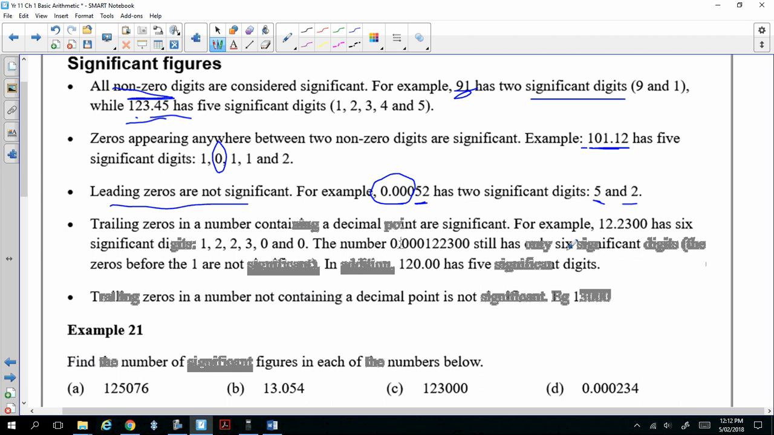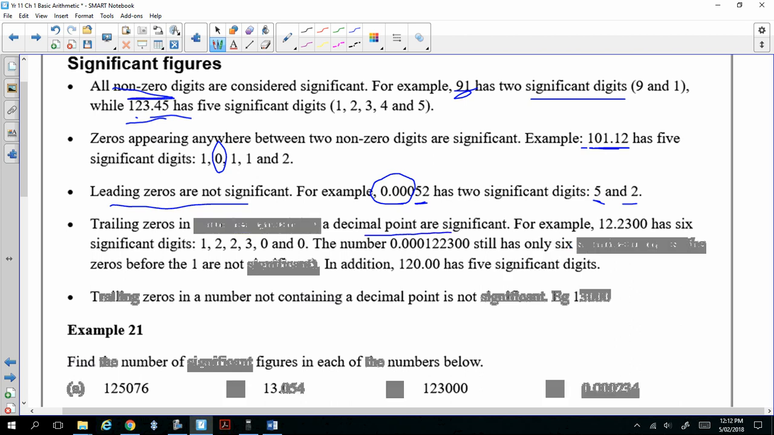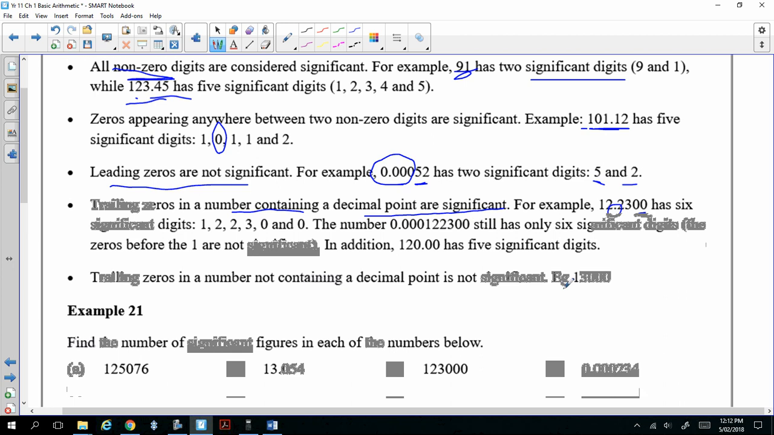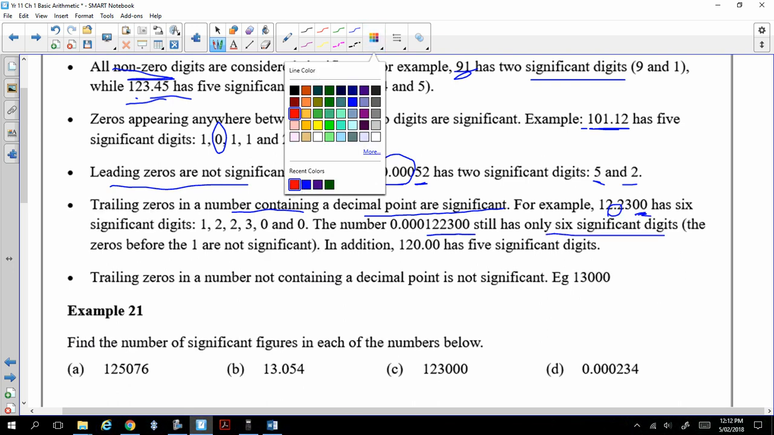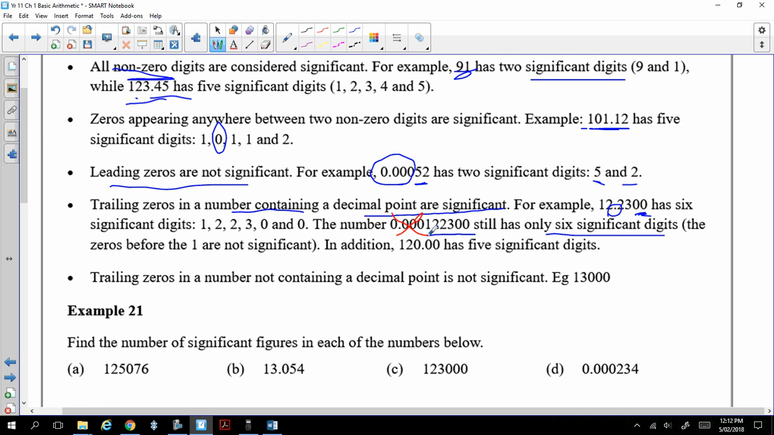Trailing zeros in a number containing a decimal point are significant. So you see that 0 at the end, because it's after the decimal point and after the digits, is significant. Whereas here, this is not significant, even though you have a decimal point. If you look at this one, it has 6 significant digits. These are significant, but these ones in front of the number are not. So that's 6.